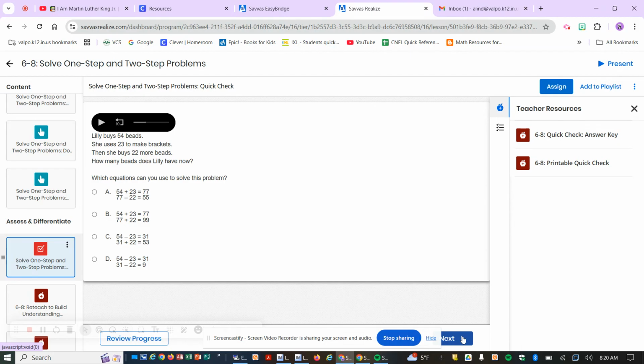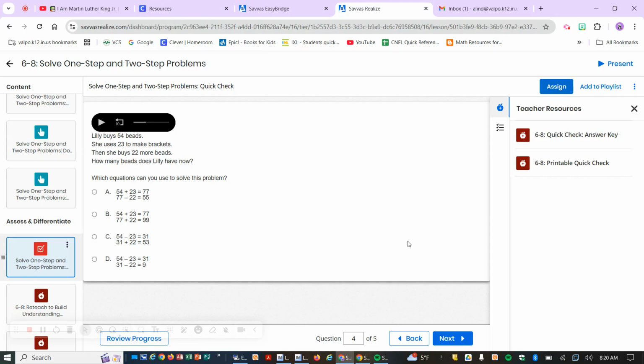Number 4, right? Are we on 4? I think so. Yes, number 4. Lily buys 54 beads. She uses 23 to make bracelets. Then she buys 22 more beads. How many does she have now?